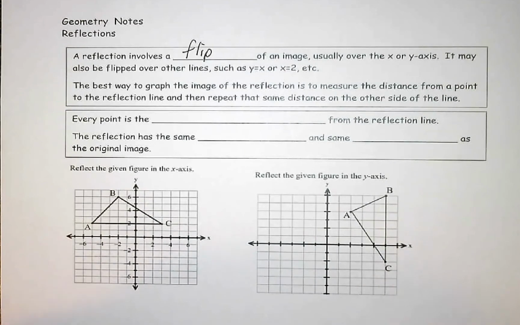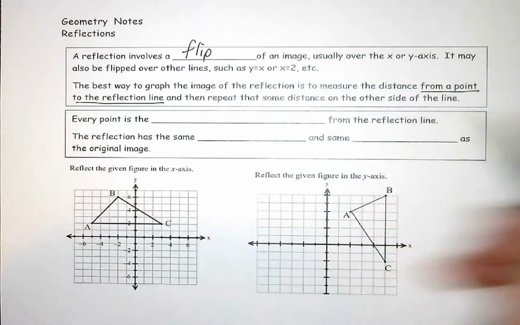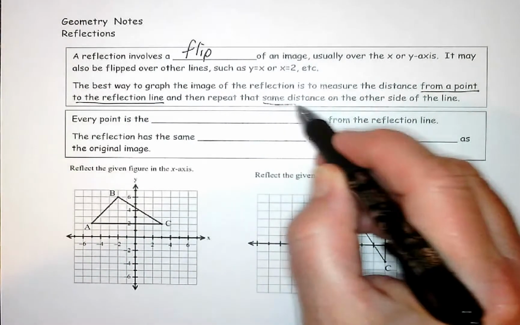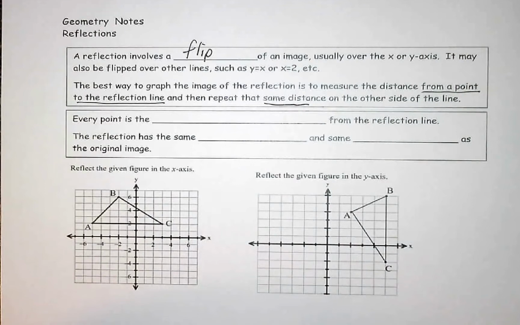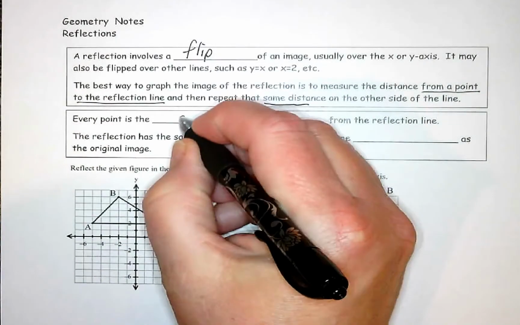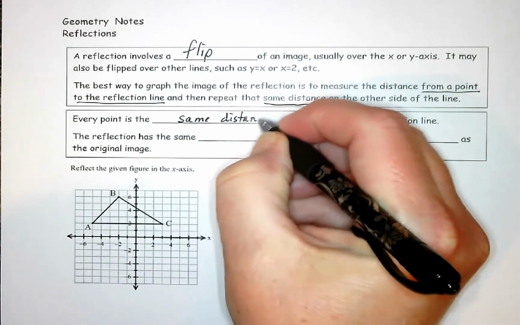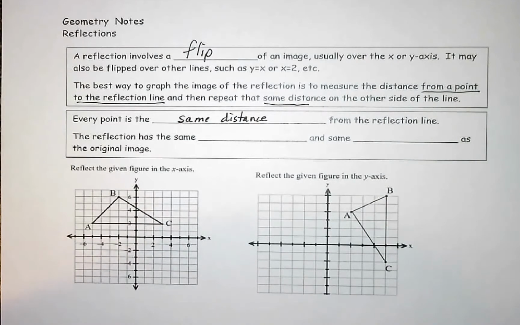The best way to graph an image of the reflection is to measure the distance from a point to the reflection line. Okay, so let's go from a point to the reflection line and then repeat the same distance on the other side of the line. So again, it's just a counting method. Every point is the same distance from the reflection line.